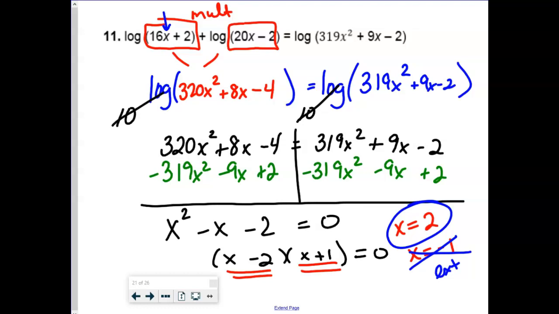Here's some good advice for you. Anytime that you're doing work on solving a logarithmic equation and you end up with a quadratic, you're probably going to have an extraneous solution. Not always. Like we saw an example at the beginning of the notes where that didn't happen, but sometimes.